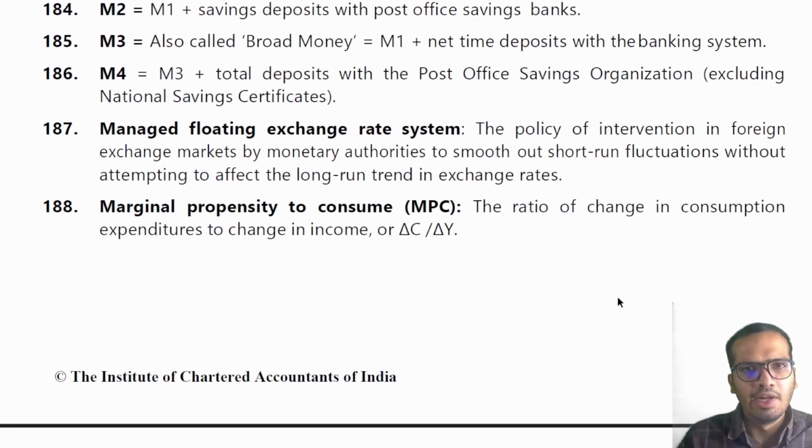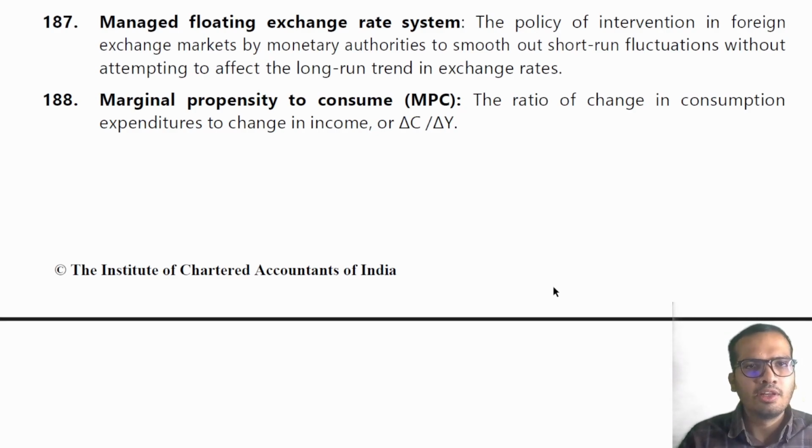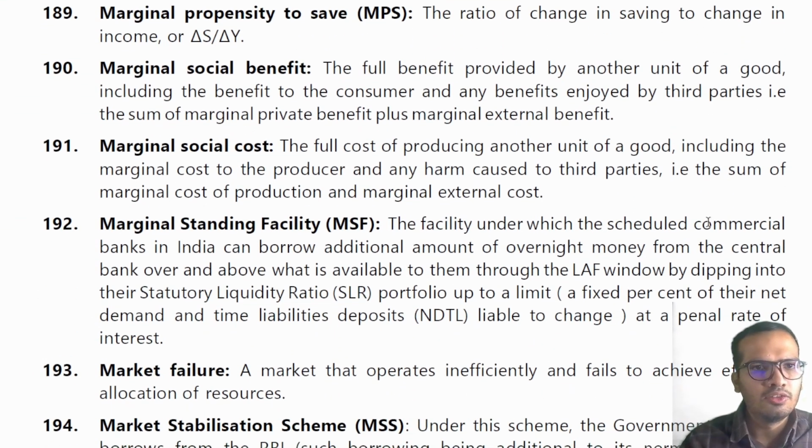Then we have number 187, managed floating exchange rate system. So the policy of intervention in the foreign exchange market by monetary authorities to smoothen out short-term fluctuations without attempting to affect the long-run trend in exchange rate. So not impacting the long-run trend, doing some activities which will try to reduce the fluctuations. Then we have number 188, marginal propensity to consume, MPC. So it's the ratio of change in consumption expenditure to change in income, which is denoted as delta C divided by delta Y. Then similar to above, we have marginal propensity to save, known as MPS. So the ratio of change in saving to change in income, or delta S divided by delta Y.